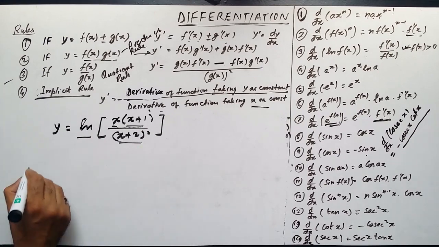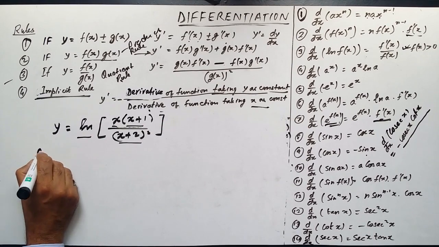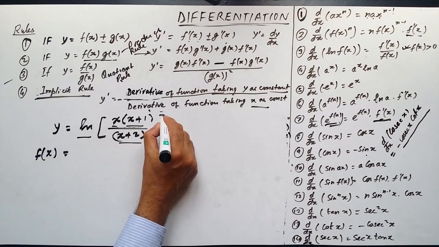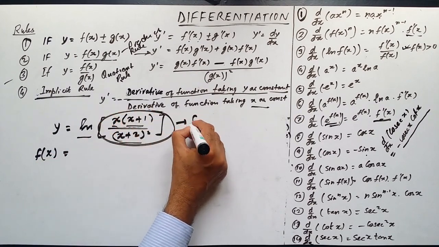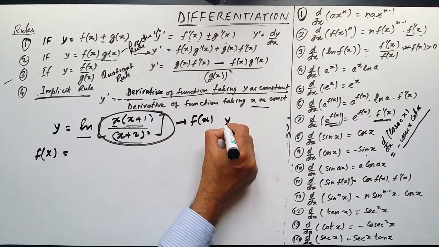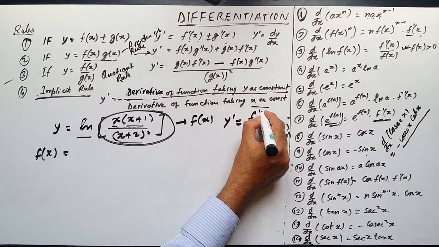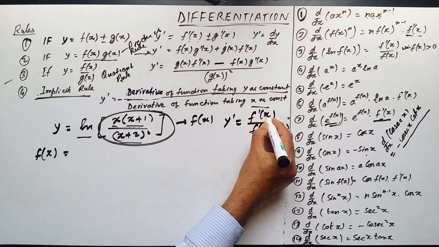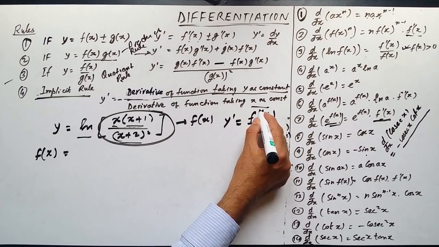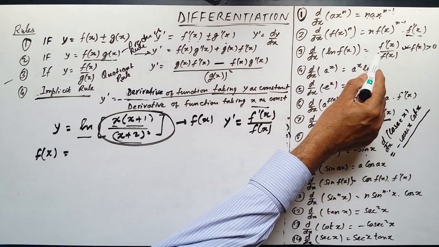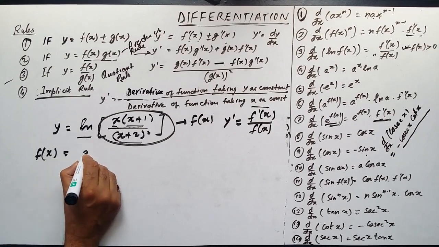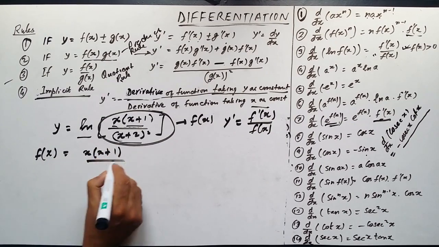Okay, first of all let's find out what f(x) is equal to. So this whole function will be equal to f(x), and then y dash will be equal to the differential of the function, that is f dash x upon f(x), by the logarithm rule. So f(x) is equal to x into x plus 1 upon x plus 2 whole squared.